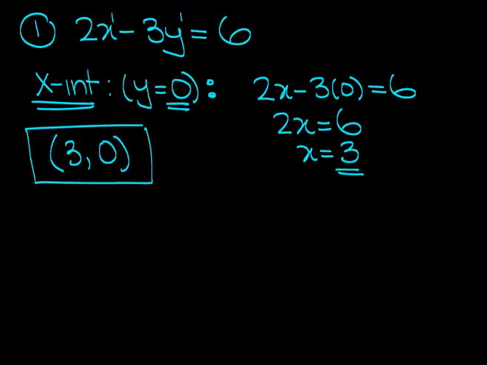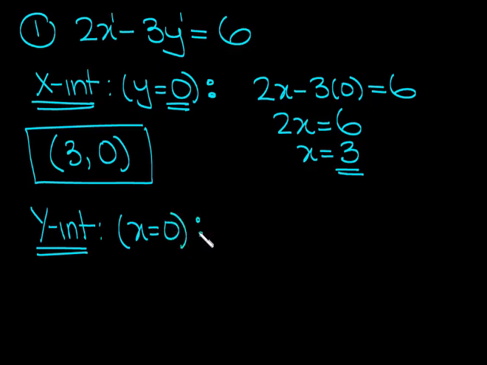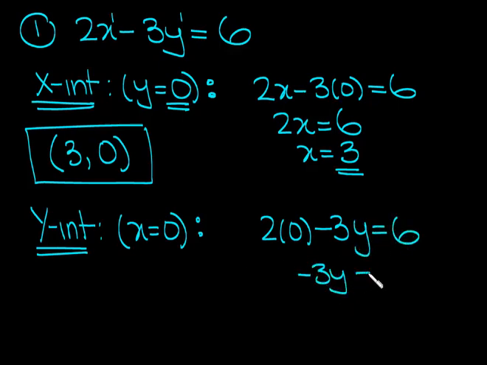Okay. Now to find the y-intercept, what do we do? We do the same thing, except we set x to 0. So in this equation we get 2 times 0 minus 3y is equal to 6. So we get negative 3y is equal to 6. Divide both sides by negative 3, so y is equal to negative 2. So now we get the y-intercept: x is 0 and the y-intercept is negative 2.